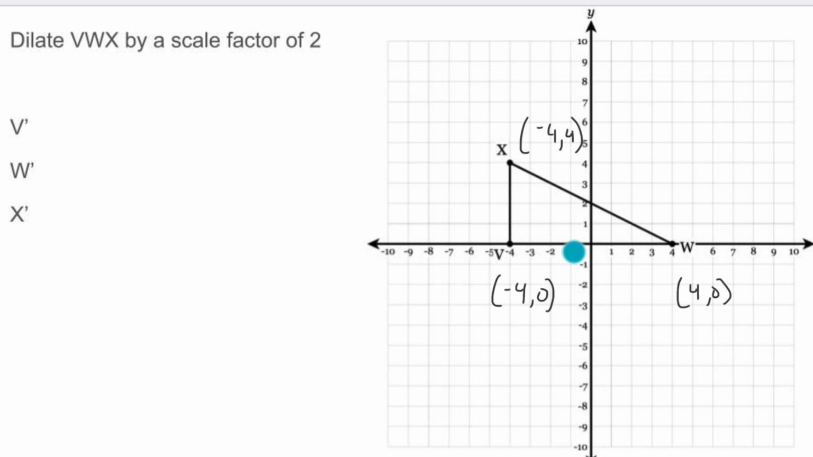So in this case, since we're going to multiply by a scale factor of 2, obviously this will be an enlargement. So V prime, we're going to take -4, 0, multiply it by 2. So -4 times 2 is -8. 0 times 2 is 0. So V prime is over here. W is at 4, 0. 4 times 2 is 8. 0 times 2 is 0.